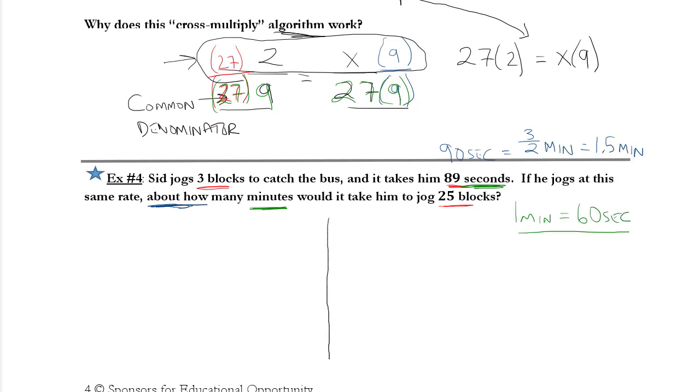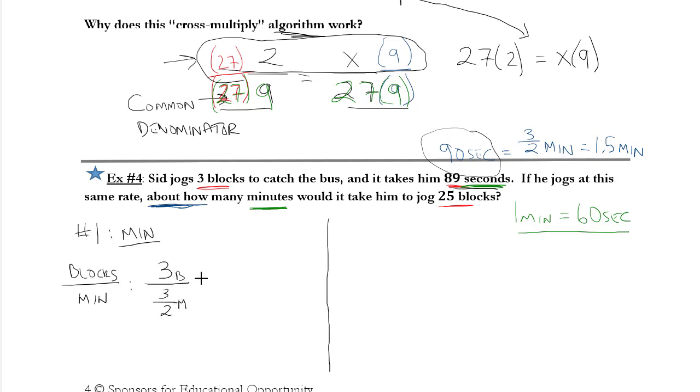So let's solve this problem 2 different ways. The first way is let's set up a proportion where we're going to use minutes as our time. So we know that he jogs 3 blocks. We're going to set up the proportion using blocks per minute as our units. And so we know that he does 3 blocks in how many minutes? Well, we said 89 seconds was around 90 seconds, and 90 seconds is about 3/2 of a minute. Let's just keep it as a fraction. So our ratio, our rate, is 3 blocks over 3/2 of a minute.